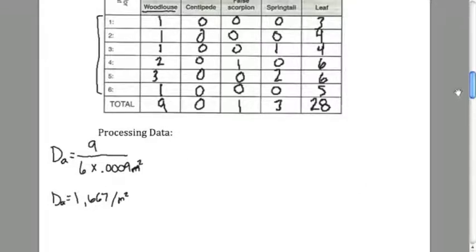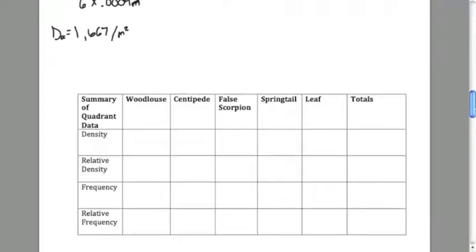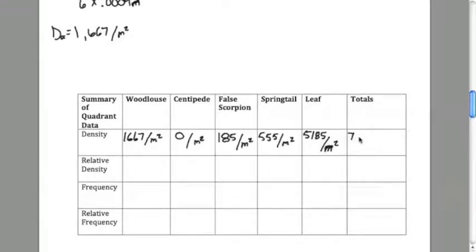So we can fill that in now. We'll fill this into our bigger table here. So the density of the woodlouse is 1,667 per meter squared. Now I'm going to fill in these other boxes just to move on to relative density. So we would expect to find approximately 7,592 organisms in every square meter. That would be the total of these 5 from our population sample.